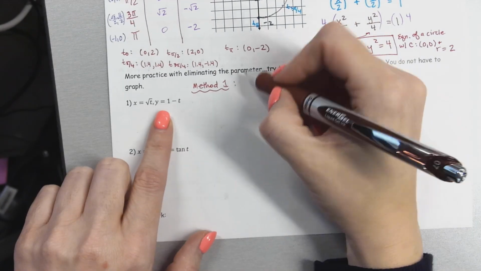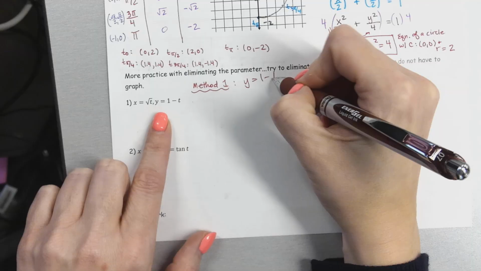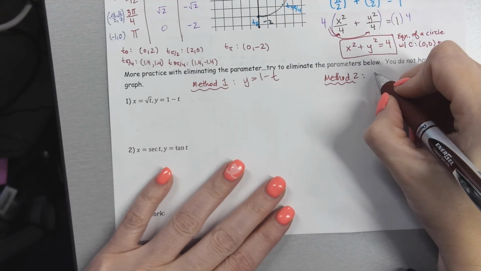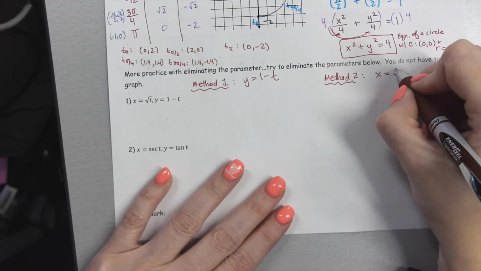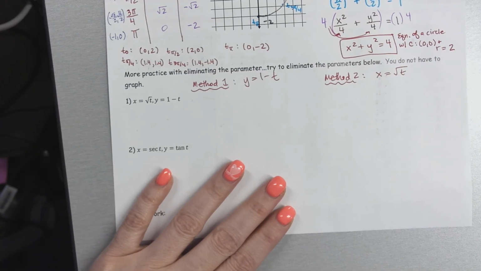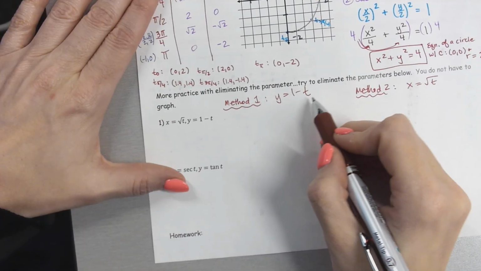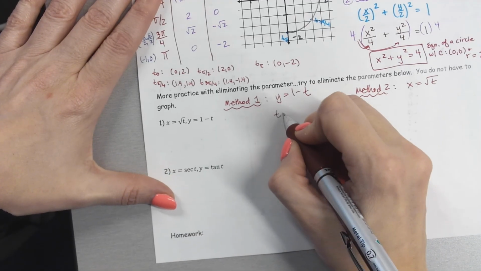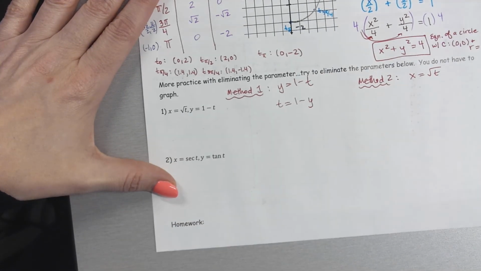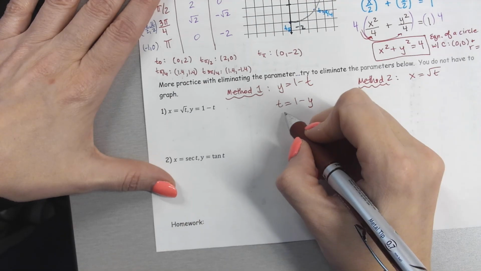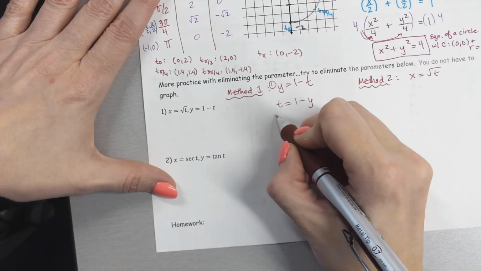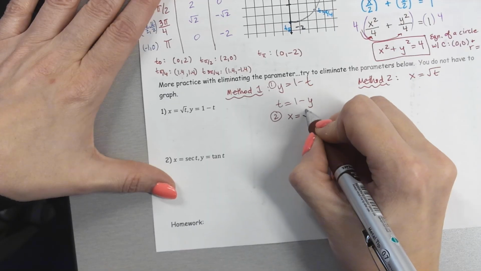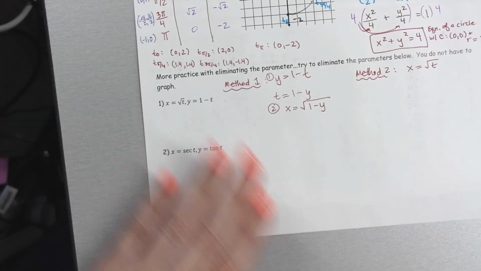All right, how many of us are starting with this, y equals 1 minus t? Thumbs up for that one. How many of you are doing the x equals root t? If you chose this one and you're solving for t, you have to add t to this side, subtract y, and then in step 2, when you plug that in, this is step 1, this is step 2, you get x equals the square root of 1 minus y.